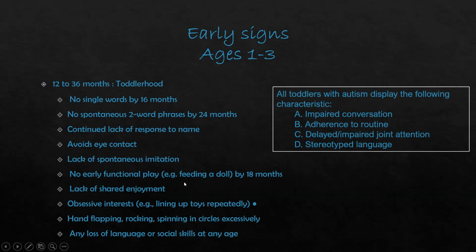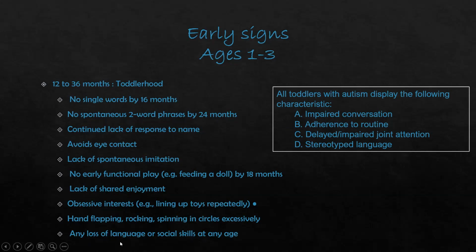No feeding a baby doll at age 18 months, that pretend play. They don't seem to do shared enjoyment. So if one baby's laughing, you will not see them join in. Obsessive interests like lining up toys, hand flapping, rocking, spinning.